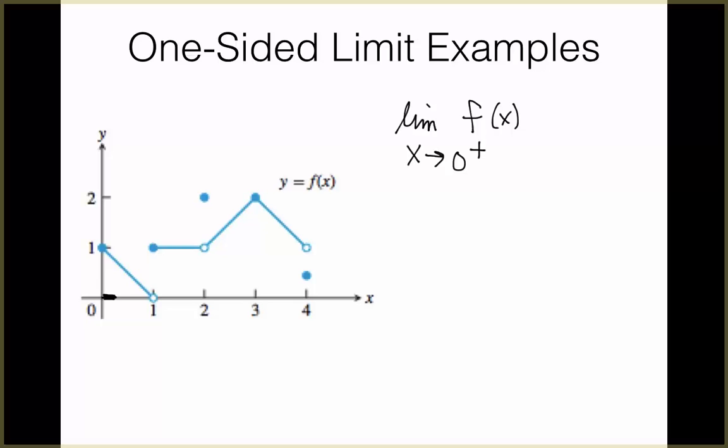The function is getting closer and closer to height 1 as x approaches 0 from the right. Therefore, the right-hand limit of f as x approaches 0 equals 1.